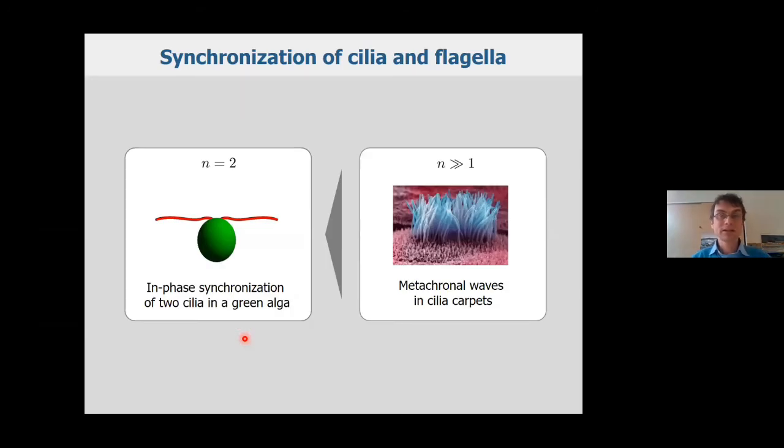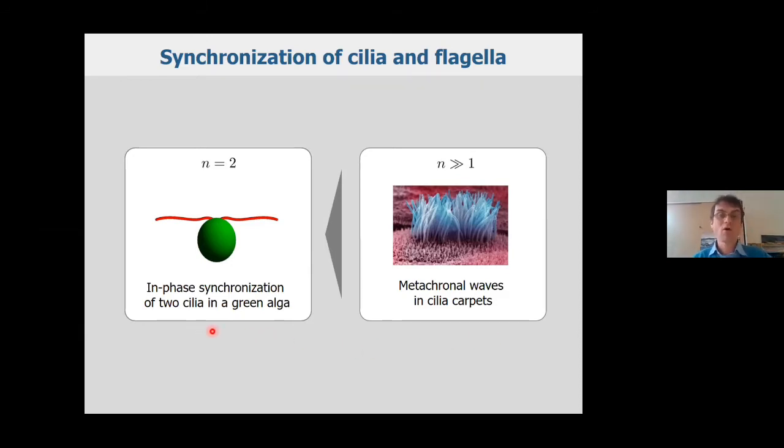And it has been discussed a lot in the community to which extent these direct hydrodynamic interactions are also important for the synchronization as observed in cilia carpets that form these metachromal waves, as well as in these little green algae, chlamydomonas. And in fact, before I come to this more complicated system of cilia carpets, let's start with something simple.